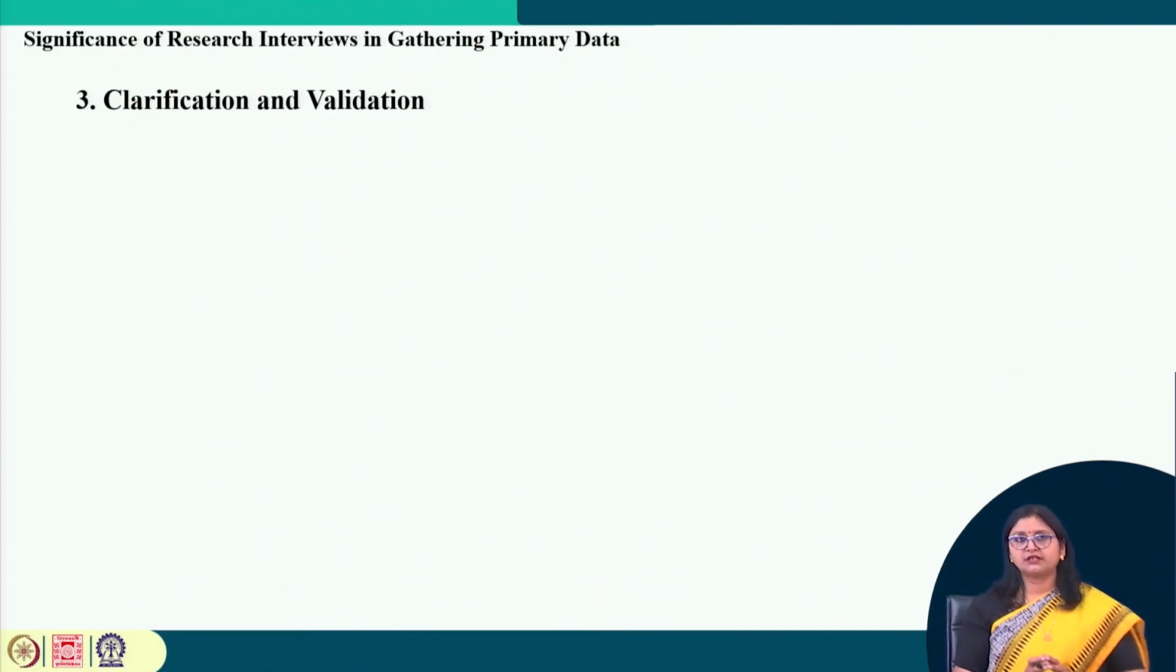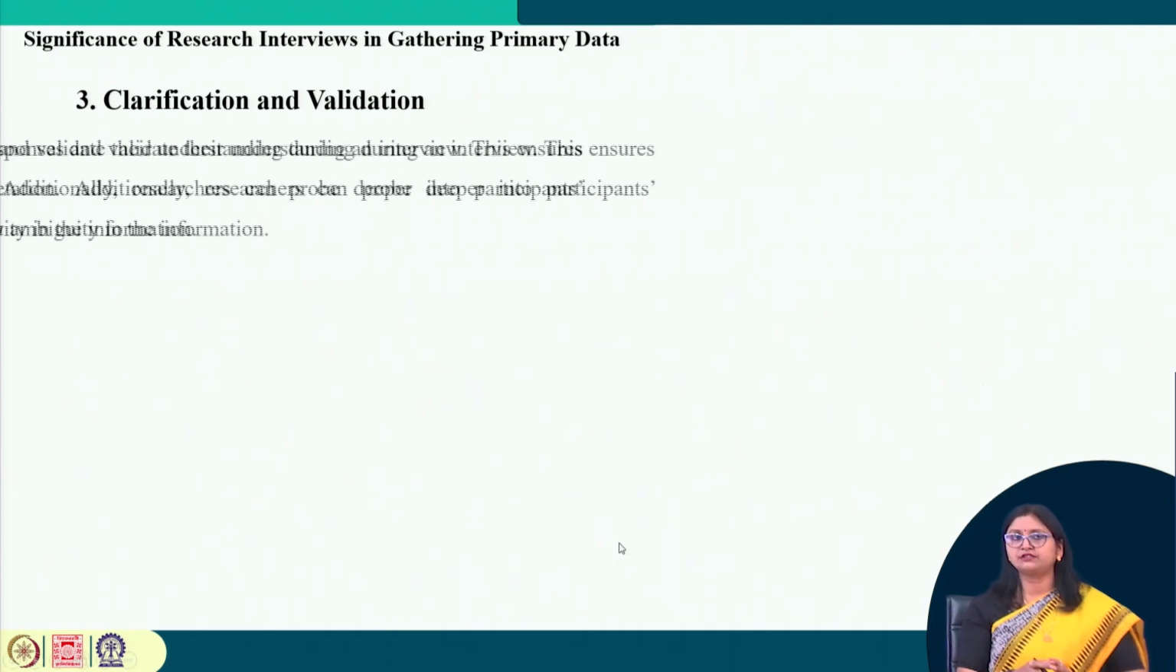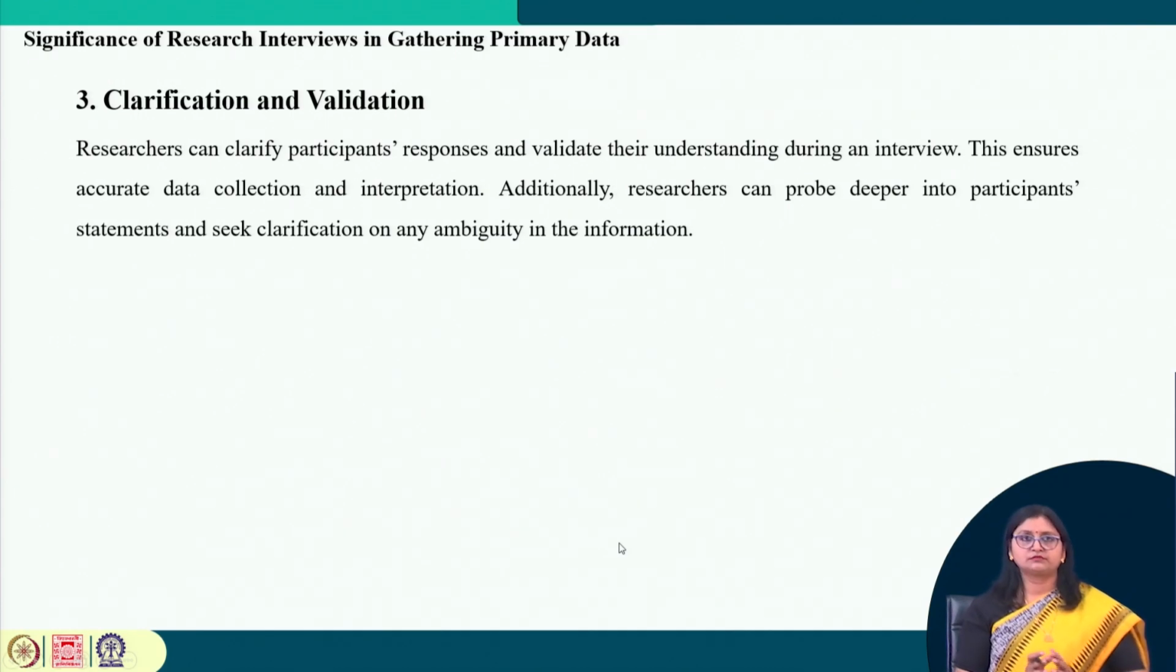The third significance is clarification and validation of the participant's side. Participants can clarify their responses and validate their understanding during an interview. Researchers can clarify the participant's view. This ensures accurate data collection and interpretation. Additionally, researchers can probe deeper into the participant's statements and seek clarification on any ambiguity in the information if they find it.